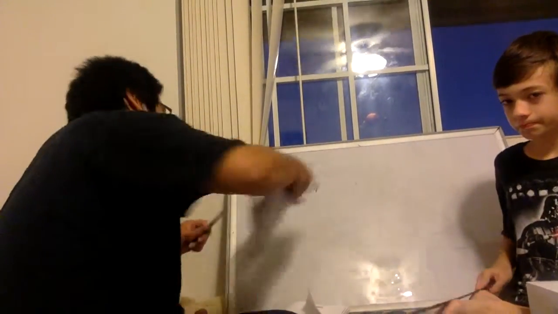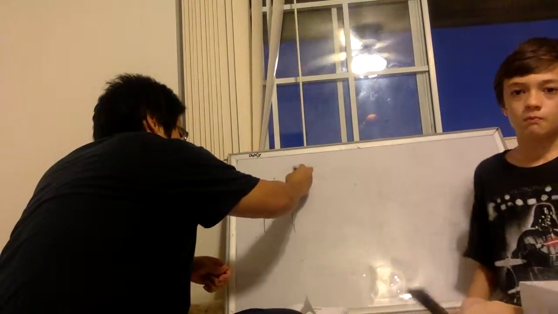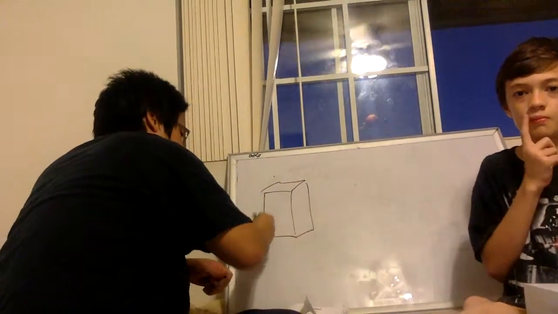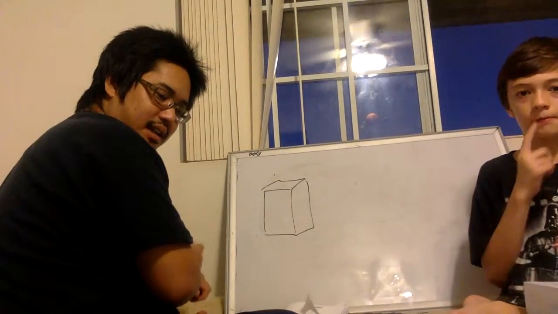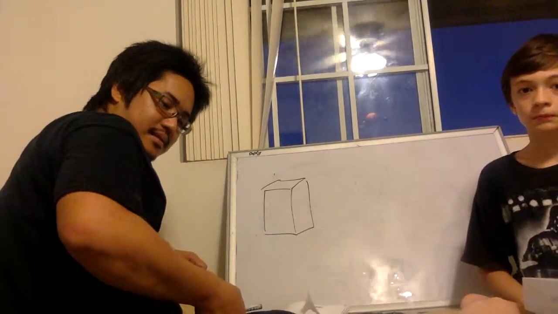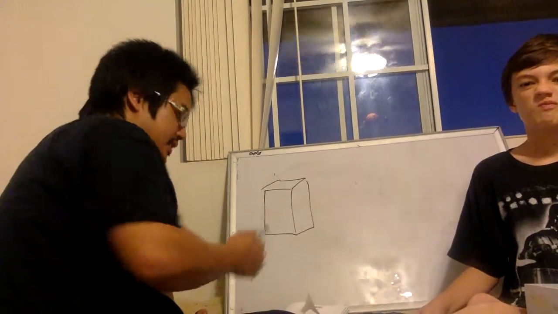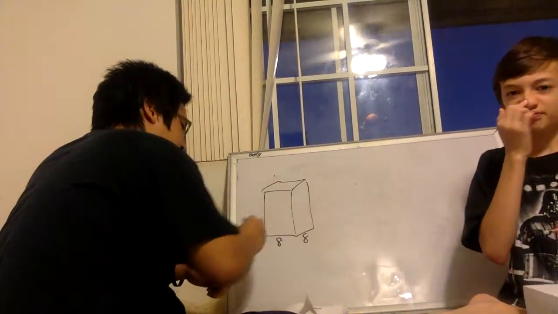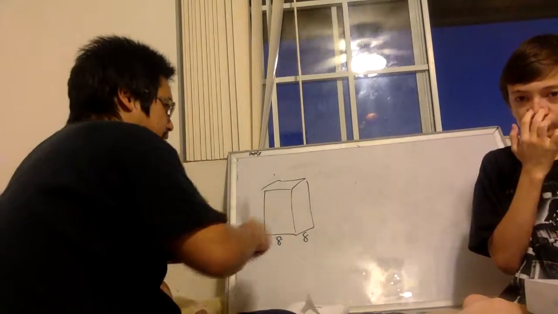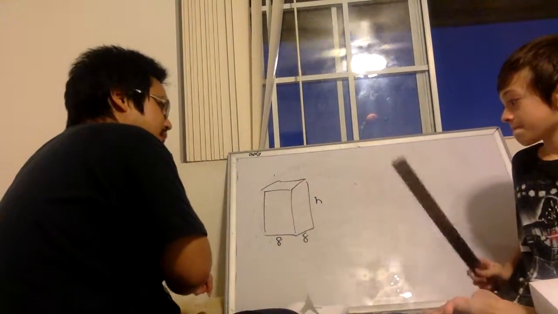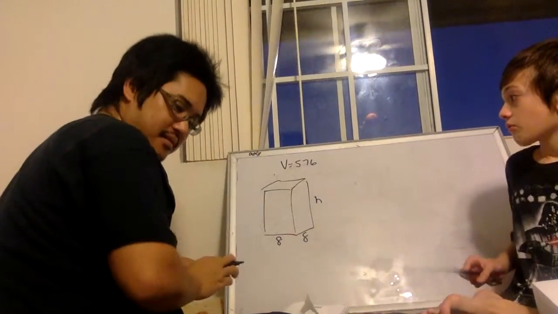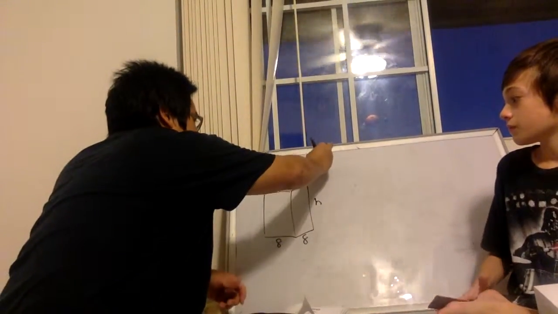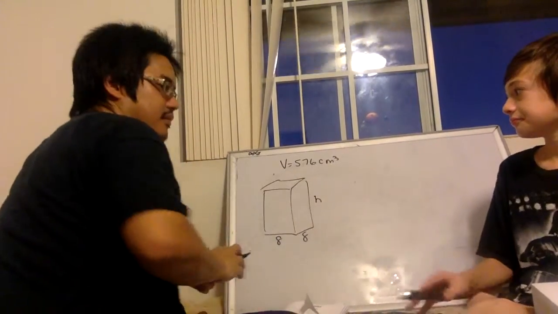All right. What if I draw a picture for you and it went like this? Can you see the box? Yeah. All right. Let's pretend that this is an 8 and this is an 8. And I don't know what the height is. But I know that the volume is 576 centimeters cubed.